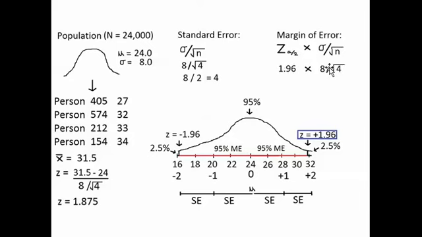Remember that this part right here equals 4. We already figured out what it equals, so we're just going to multiply 1.96 by 4. 1.96 times 4 is 7.8. So that's our 95% margin of error. The distance from the population mean to the lower boundary of the middle 95% and to the upper boundary of the middle 95% is 7.8. This boundary is 7.8 below the population mean, and this boundary is 7.8 above the population mean.